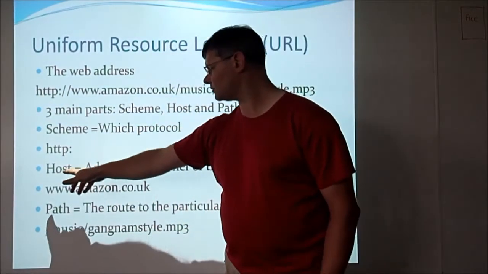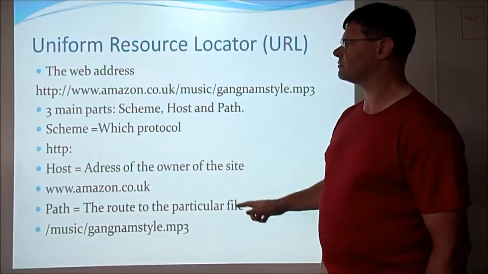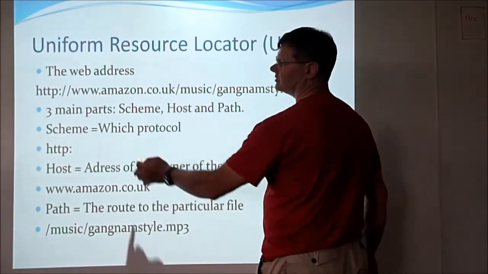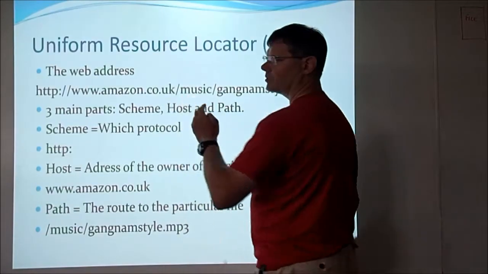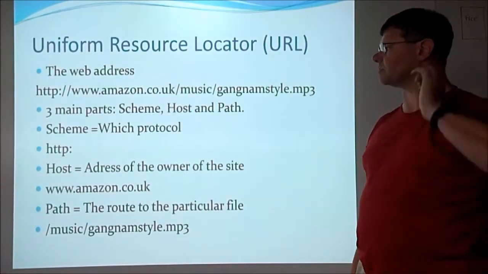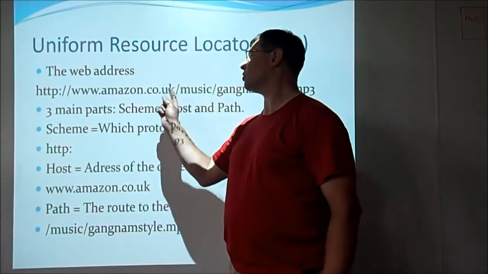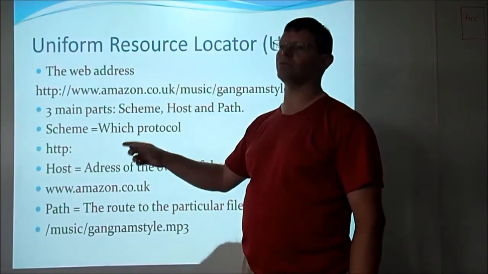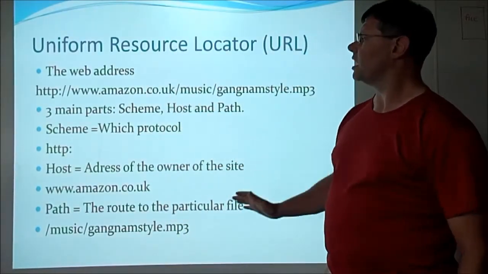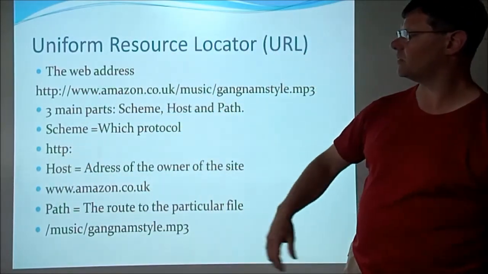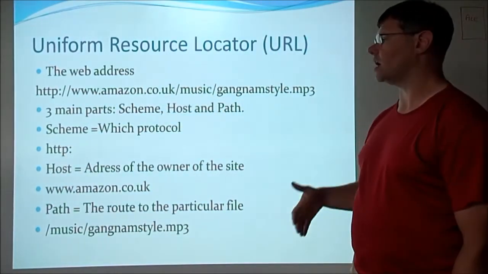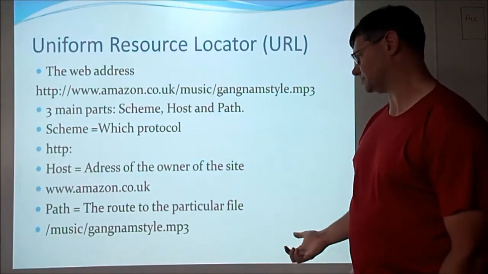Then you have the host, which is the address of the owner of the site. In this case, the host is www.amazon.co.uk, because they are the people that own or run that particular website. So basically, from after the HTTP up to the .com or the .co.uk or the .gov or .org or whatever it might be, that's the part that is the host. They're the people that are hosting the website.